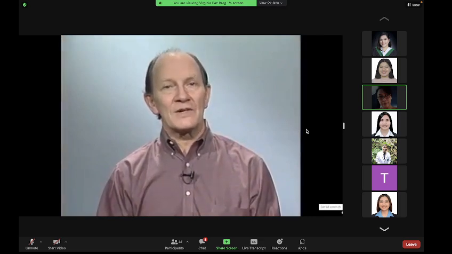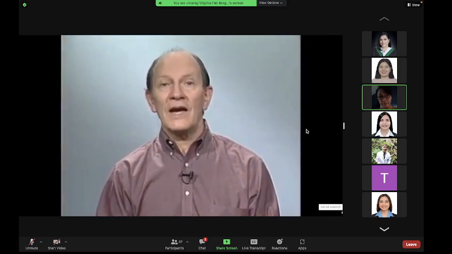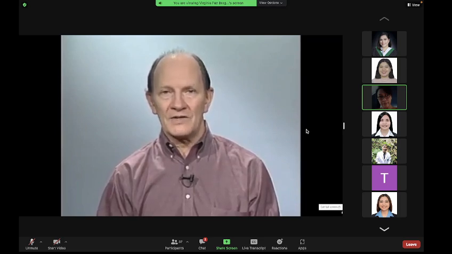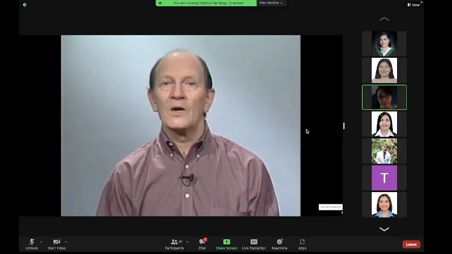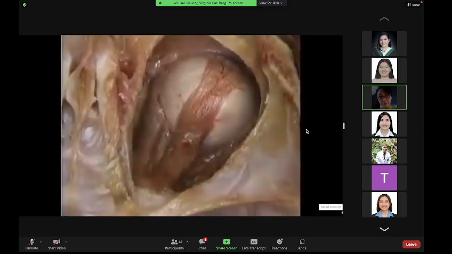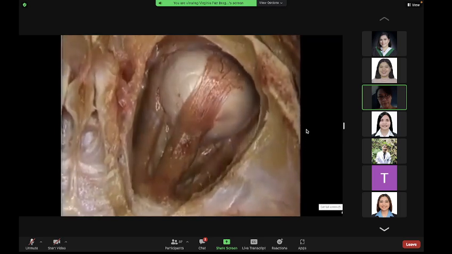In fact, the rectus muscles don't act alone. They act in conjunction with the two oblique muscles, the inferior oblique and the superior oblique. We'll add those to our picture, starting with the superior one.